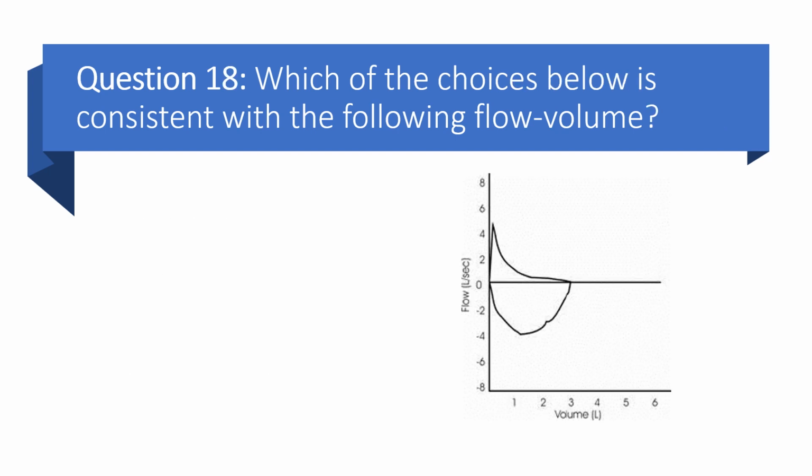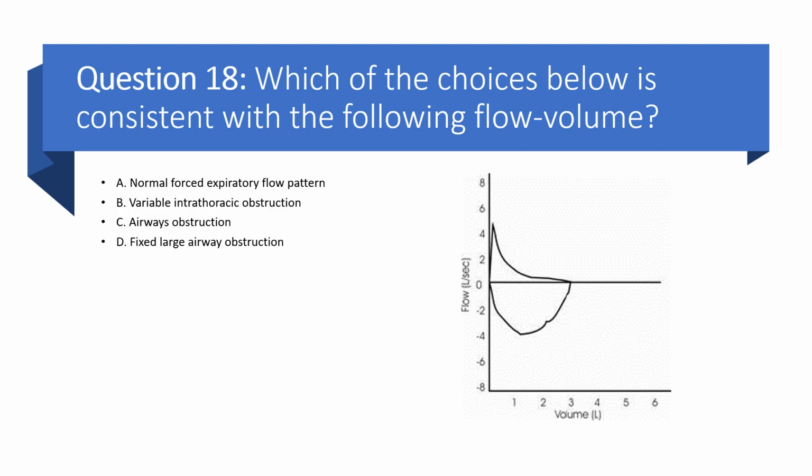So to build on what I said in the preceding slide, which of the following choices below is consistent with the following flow volume curve? A, normal forced expiratory flow pattern. B, variable intrathoracic obstruction. C, airway or airways obstruction. And D, fixed large airway obstruction. The answer is C.